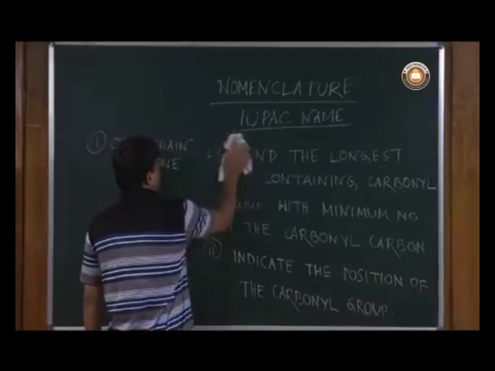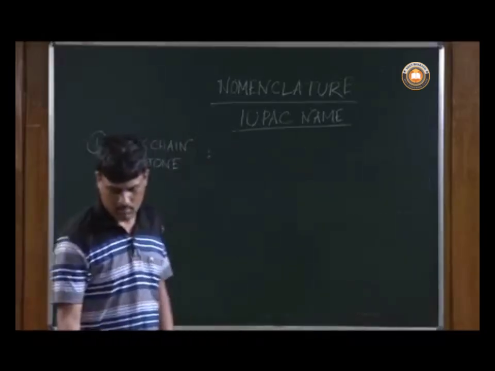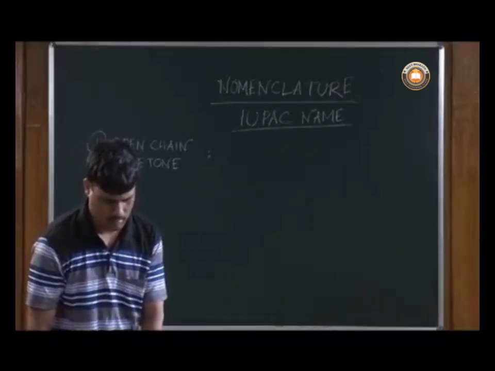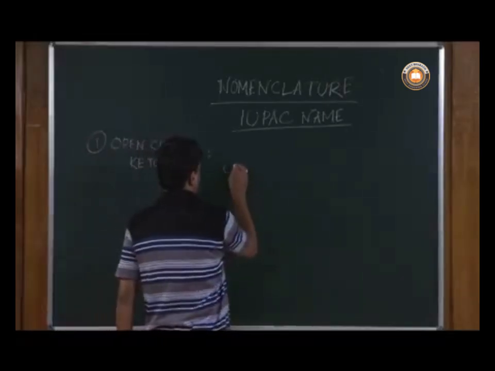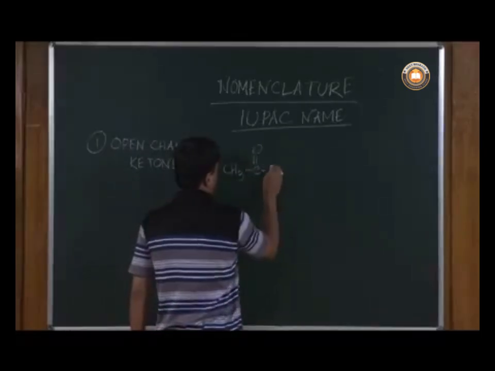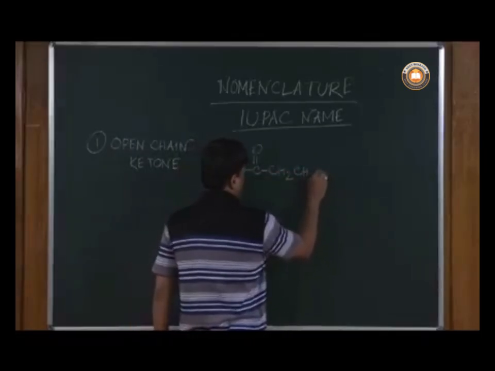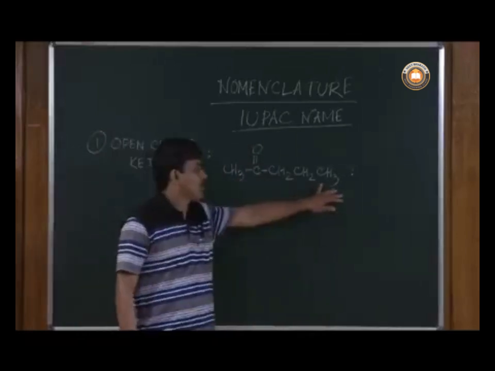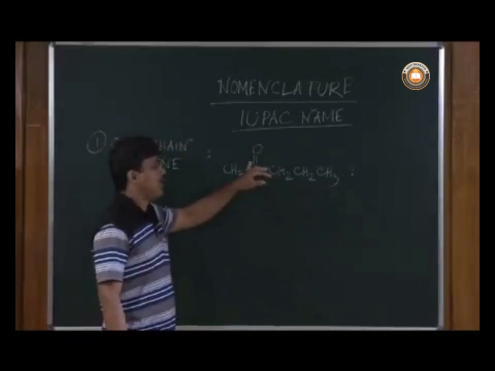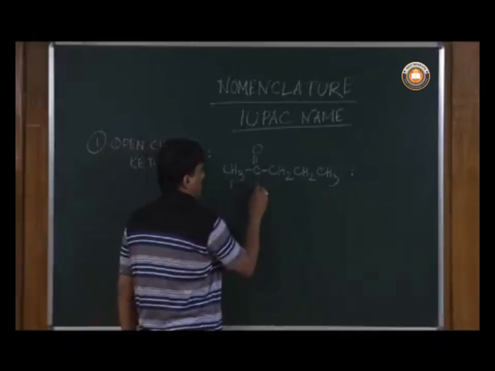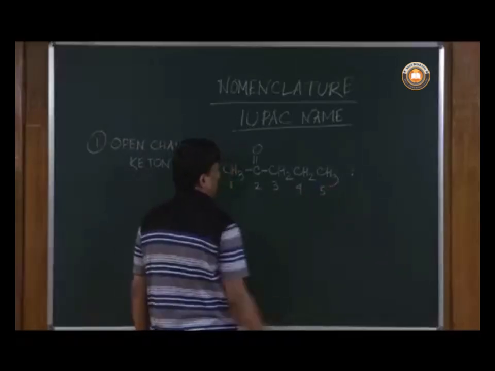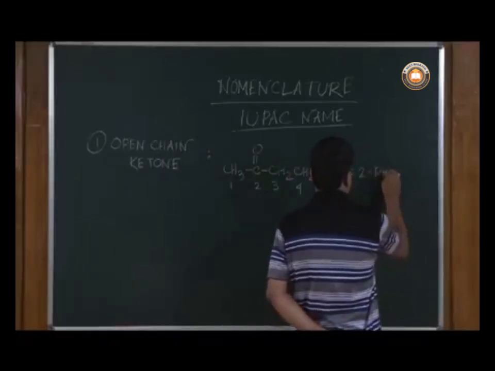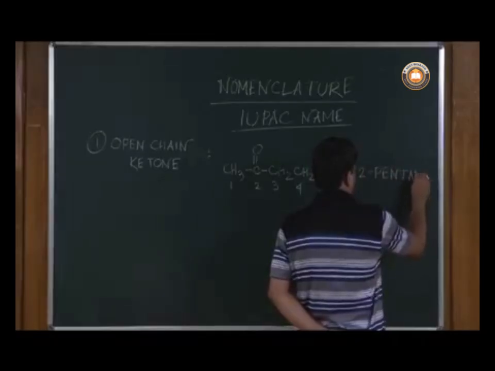First let us discuss some examples. So, this is the longest chain, this is the parent chain, and now the minimum number of the carbonyl will come from this side. So, you can call it 2-one.